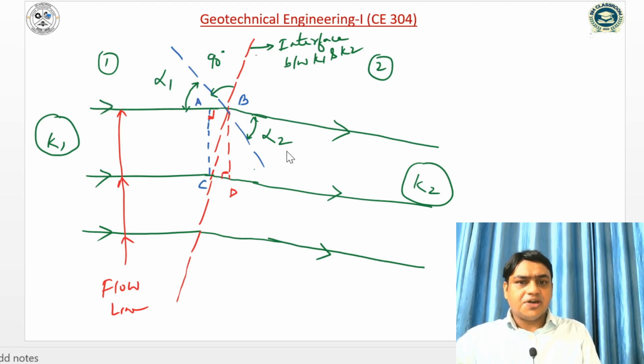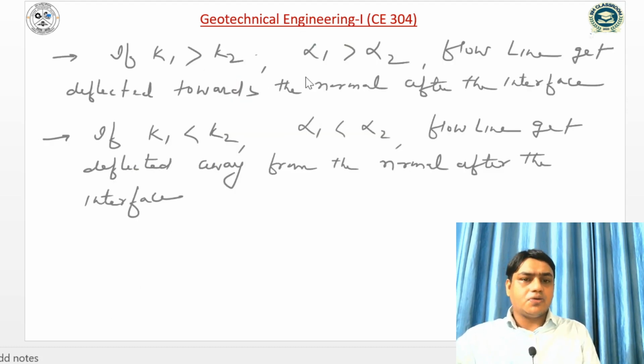If alpha 1 is greater than alpha 2, then K1 is greater than K2, and the flow line will be deflected towards the normal line. Similarly, if K2 is greater than K1, then the flow line will be deflected away from the normal line. So if K1 is greater than K2, then alpha 1 is greater than alpha 2, and the flow line gets deflected towards the normal after the interface. And if K1 is less than K2, then alpha 1 is less than alpha 2, and the flow line gets deflected away from the normal after the interface.